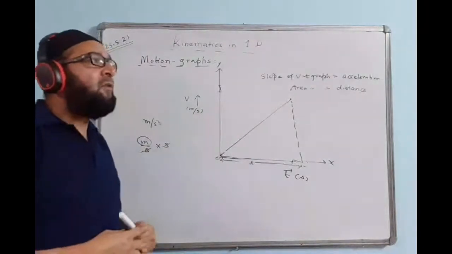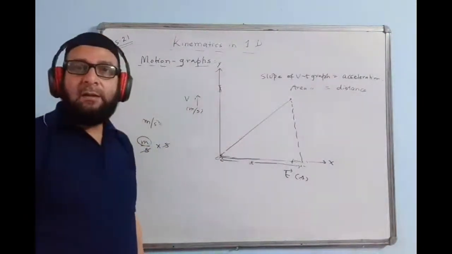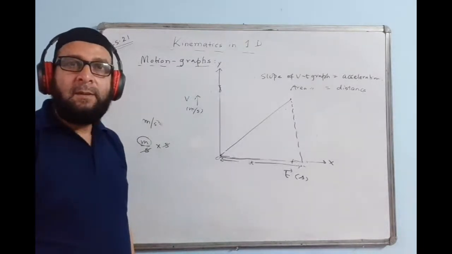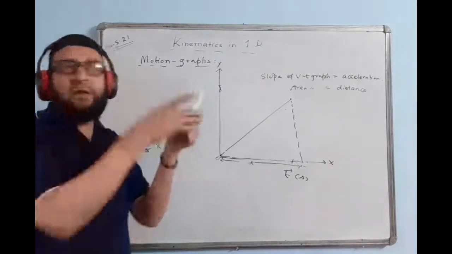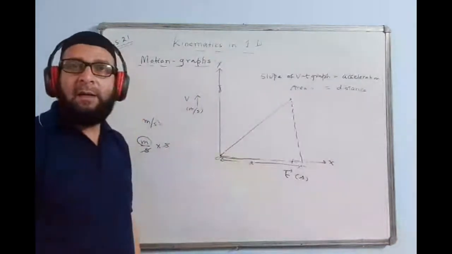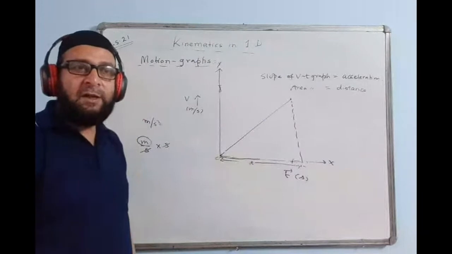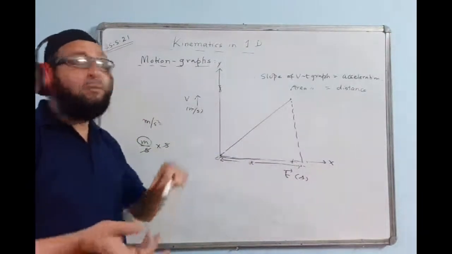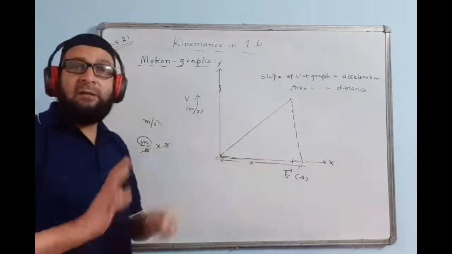In the dt graph, only slope was significant. Area was giving us nothing. You have to check yourself: when you divide for slope, are you getting any significant physical quantity or not? And for area, you have to multiply these two values and check what you are getting.